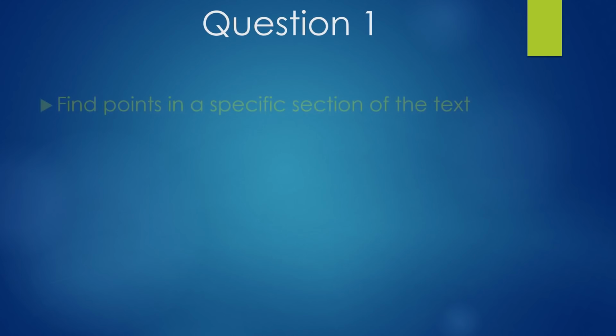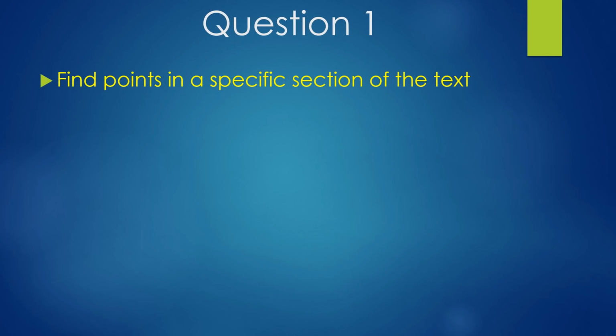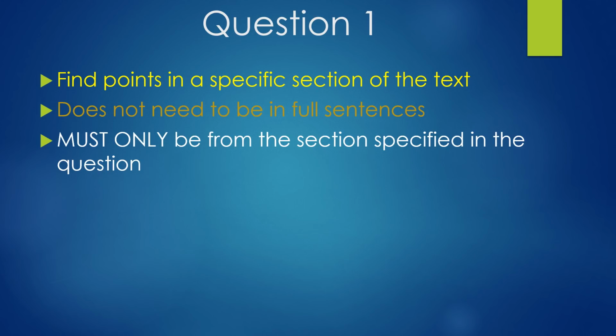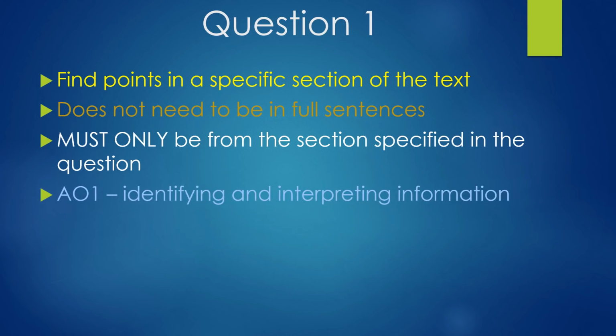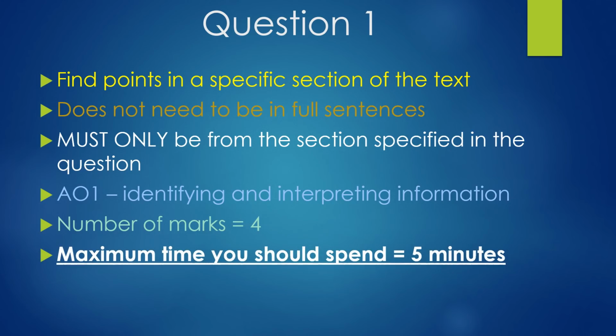So question 1. You will be finding points in a specific section of the text. It's normally the first few lines, but sometimes it can be any part of the text. It does not need to be in full sentences. You must only use the section specified in the question. Don't answer from any other bit. This will be assessing AO1, which is identifying and interpreting information. Question 1 is worth 4 marks, hence why I said you should not spend more than 5 minutes on this question.